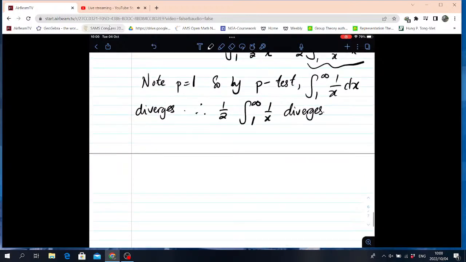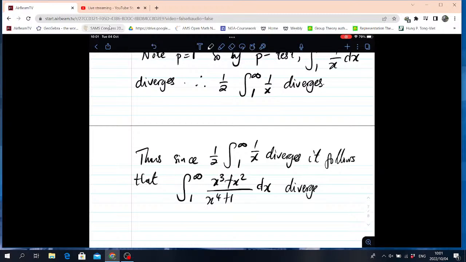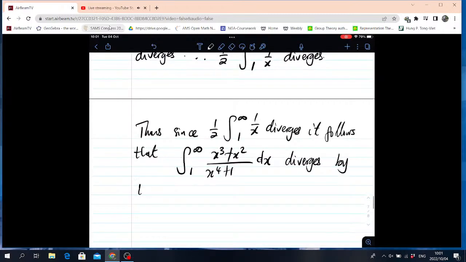And then, since that diverges, it will follow that the integral from 1 to infinity of (x cubed plus x squared) over (x to the 4 plus 1) dx also diverges. And this is by the comparison test.